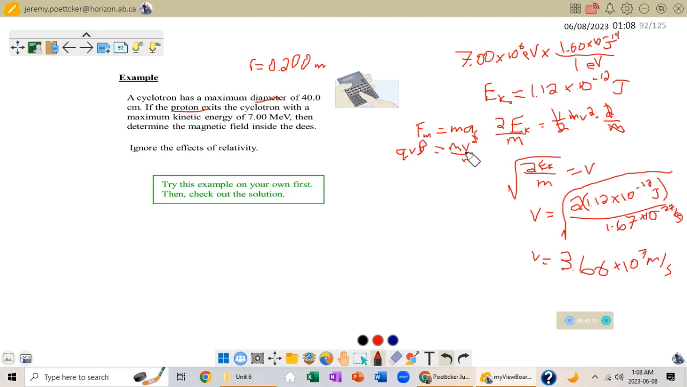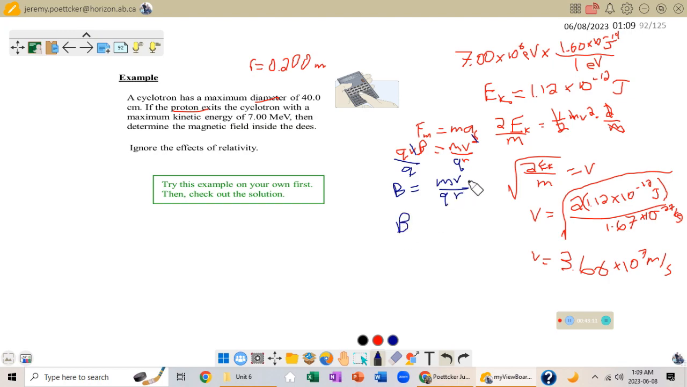I can go back now to this, and I'm going to solve for B. I know Q, I know V, I know M, I know R. I can solve for B. So I get rid of my velocity on this side, divide both sides by V, gets rid of the squared there. I'm going to divide both sides by Q. And B is then equal to MV over QR.